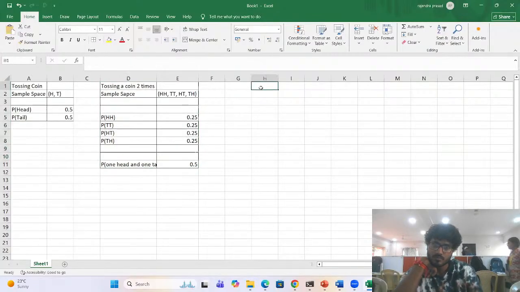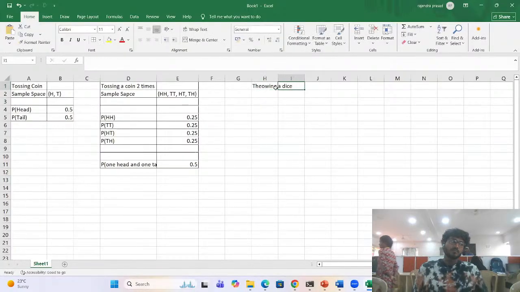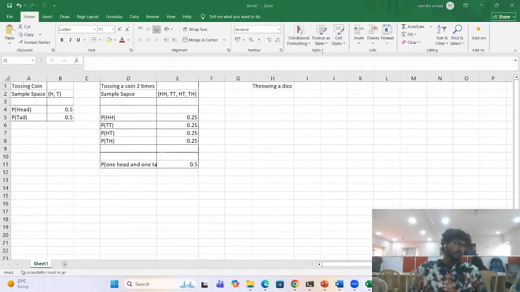For example, I'm throwing a die. You know the dice, you have 6 faces per particular die. So let's say I'm throwing a dice. You people tell me what the possible outcomes are.